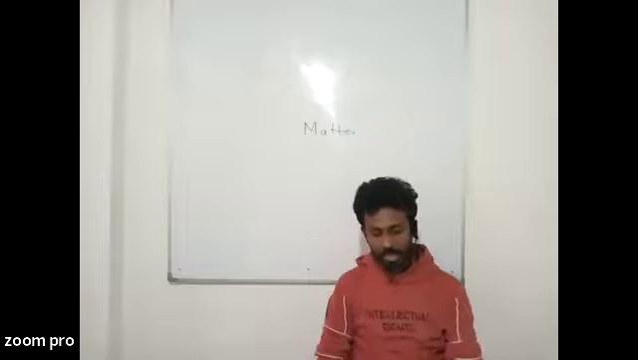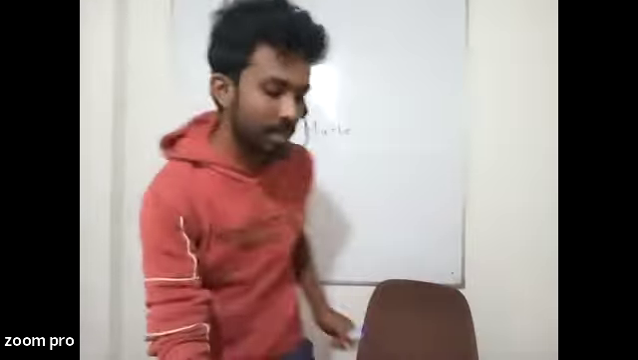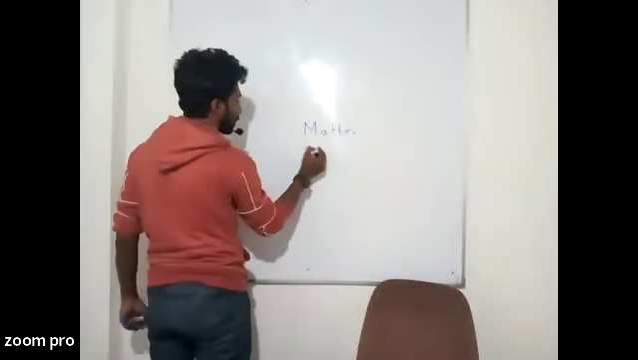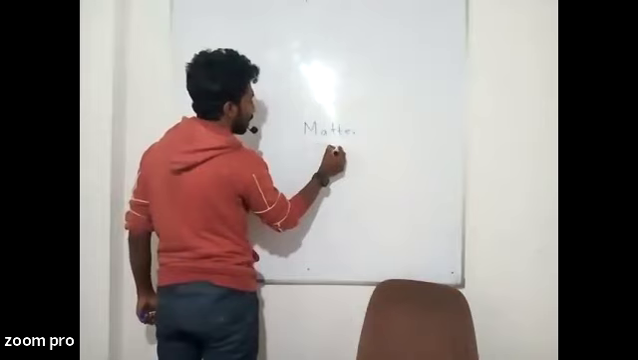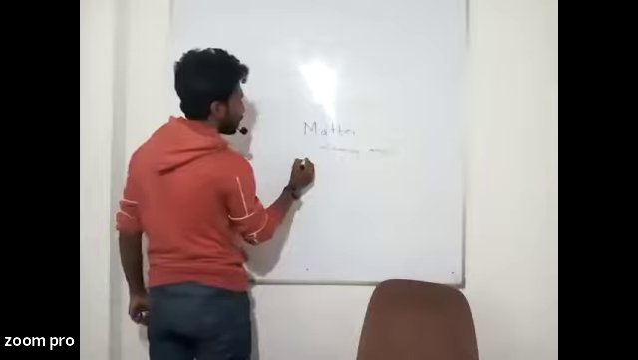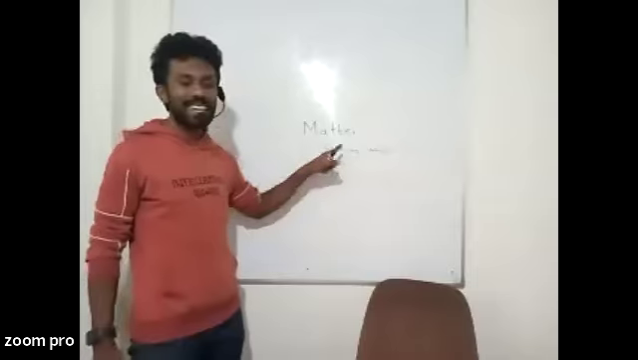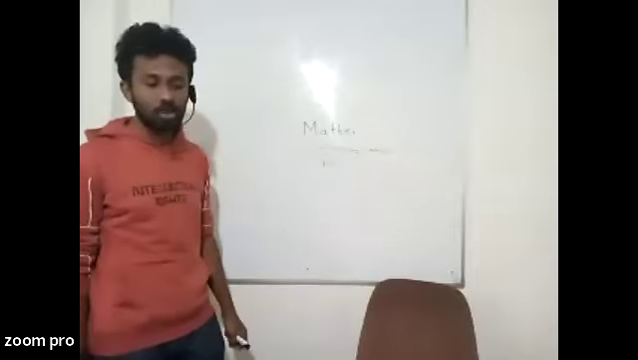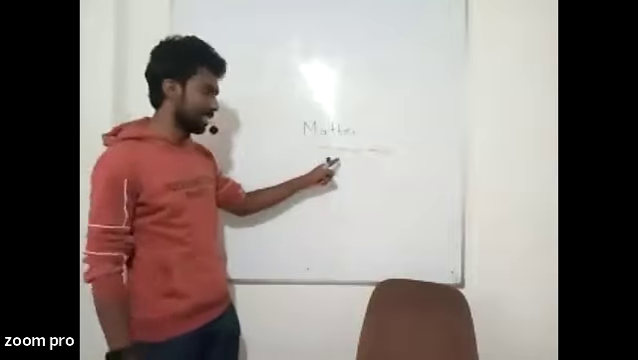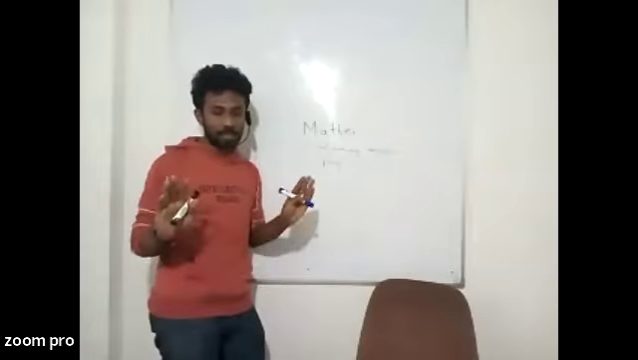So what is known as matter? You should collect these two points and tell them. First point, containing mass. Next, occupying space. Yes, very good. So what is known as matter? Keep in mind: the things containing mass and occupying space are known as matter.